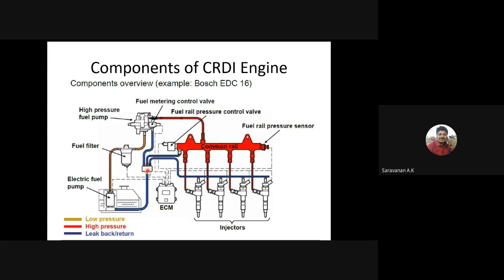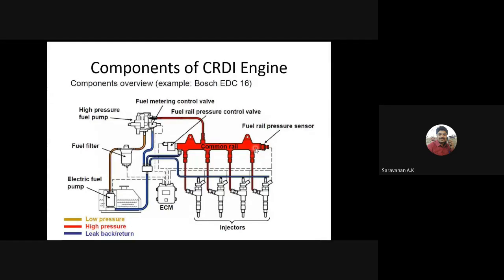And here we have one more main component, the common rail tank. It is a type of accumulator. What is an accumulator? It is a storing device. The high pressure fuel is stored in the common rail, and then it is distributed into the engine cylinders through the injectors, by communication from the ECU unit. So here the fuel is sent to the common rail at high pressure.